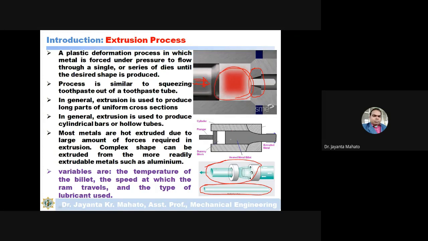Okay, understand? So the extrusion process is nothing but a plastic deformation process in which this billet material is pressurized, and the pressure is applied with the help of a plunger. Due to the huge pressure, the material will flow along this direction, and this is the desired product.